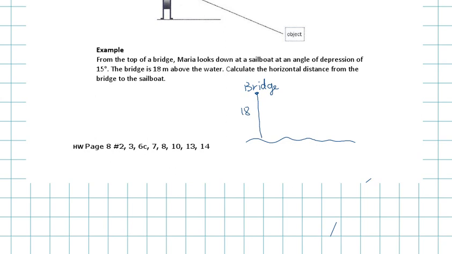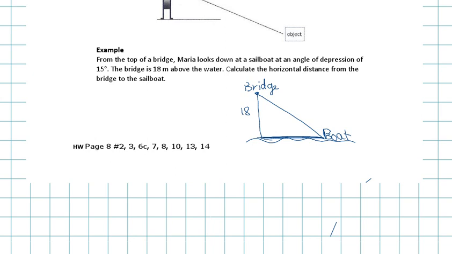So I have a boat. Somewhere in the water I go, right? I can't draw, so I write. Good. So I have a boat. And Maria's standing right here, and Maria's looking down at the boat. Right? We're going to pretend that the water is a straight line. So this is my triangle, correct?